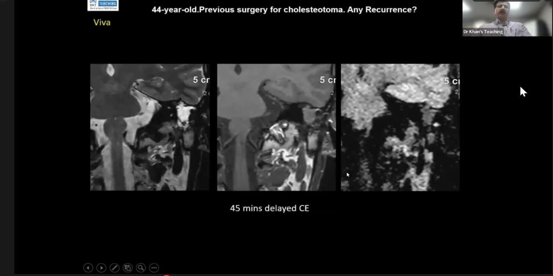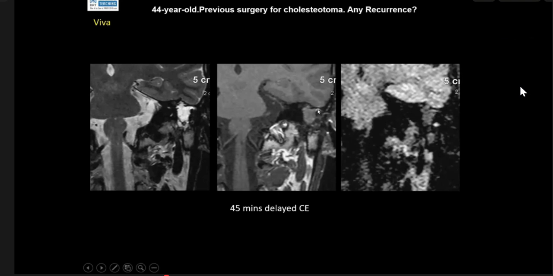Another case, candidate 3, for you. This is a post-surgical cholesteatoma, any recurrence? So you can see this T2. This is delayed post-contrast, and this is DWI. Over to you.